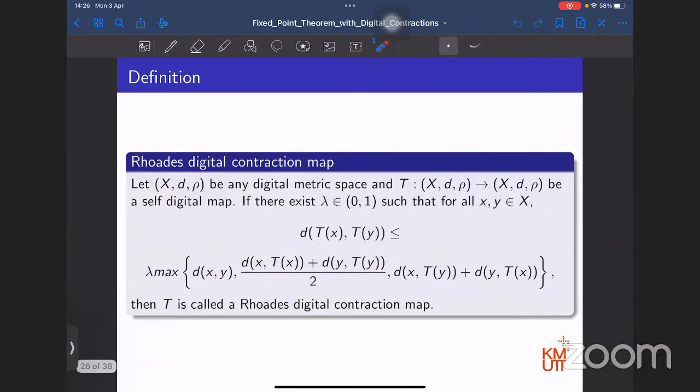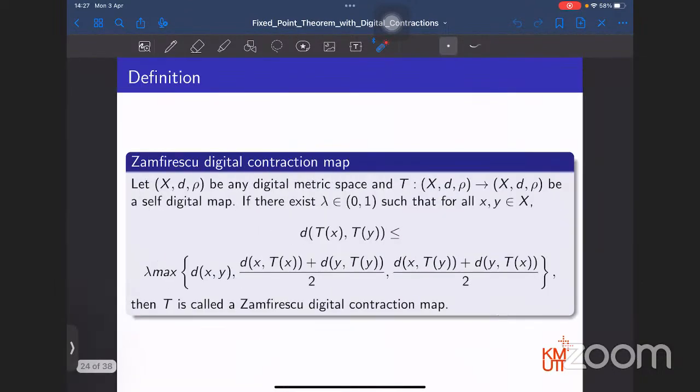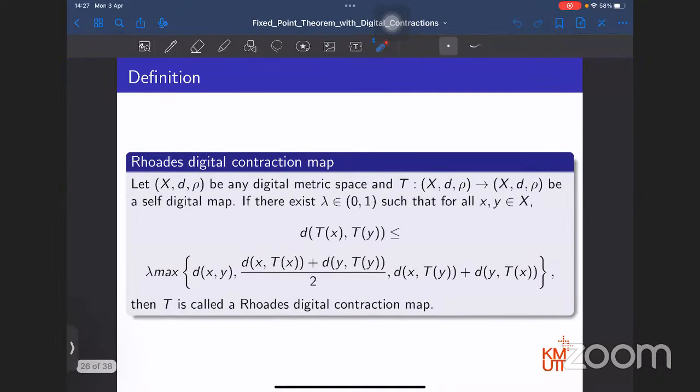Like in the next type, but the next type is more general than the previous slide. The Rhoades digital contraction map is similar to the previous slide, but if you see the term, it doesn't have a one over 2. The lambda in 0 to 1 is the same, but it's more general than the Suzuki digital contraction map because it has a one over 2 there, but doesn't have it in this case.